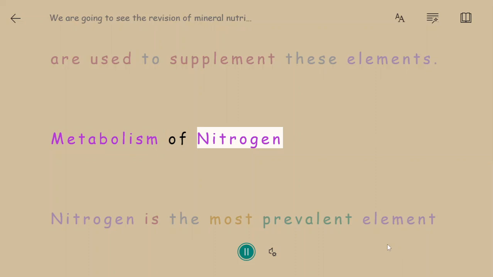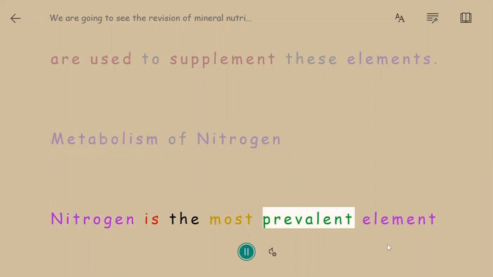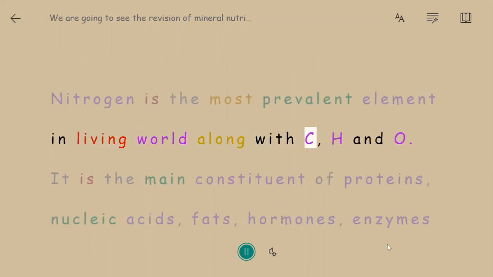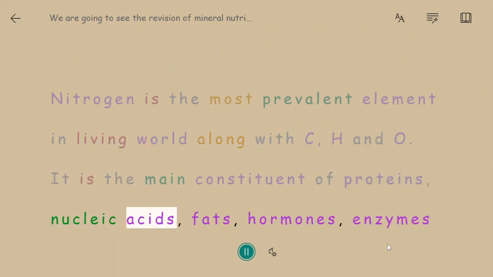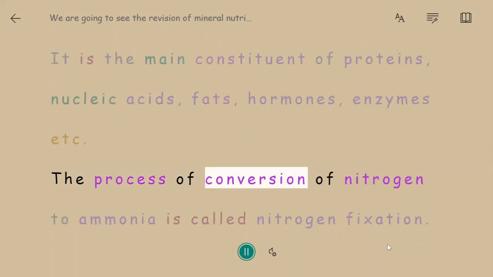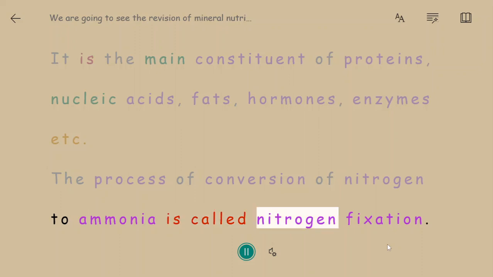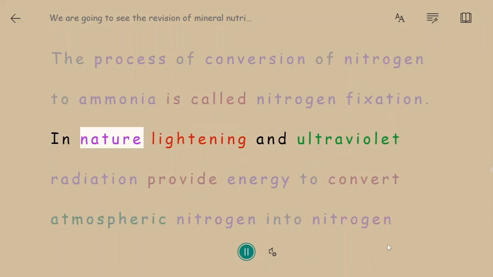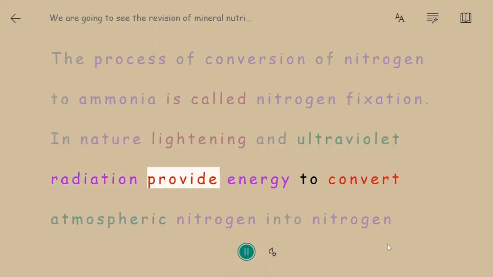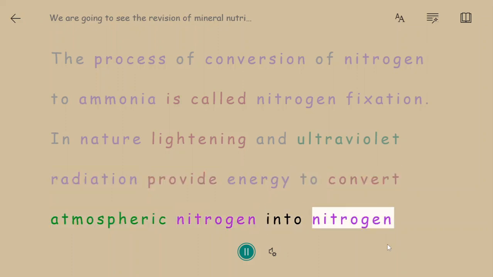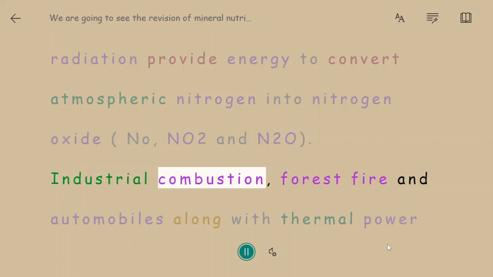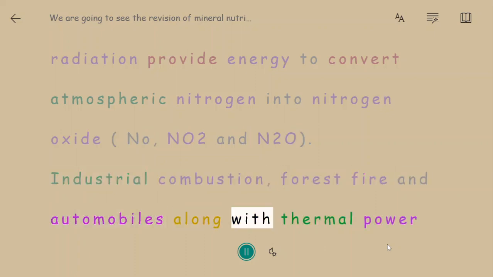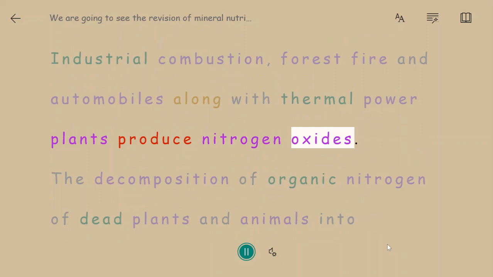Metabolism of nitrogen. Nitrogen is the most prevalent element in the living world along with C, H and O. It is the main constituent of proteins, nucleic acids, fats, hormones, enzymes, etc. The process of conversion of nitrogen to ammonia is called nitrogen fixation. In nature, lightning and ultraviolet radiation provide energy to convert atmospheric nitrogen into nitrogen oxides, NO2 and N2O. Industrial combustion, forest fire and automobiles along with thermal power plants produce nitrogen oxides.